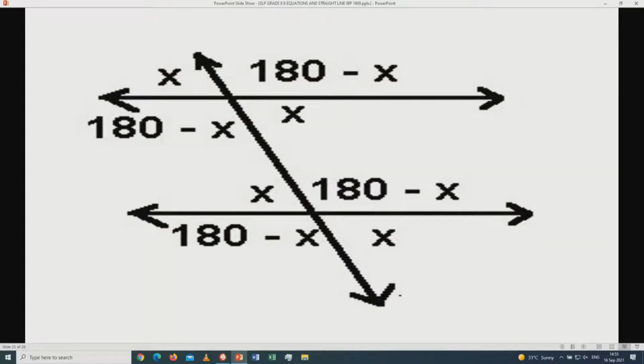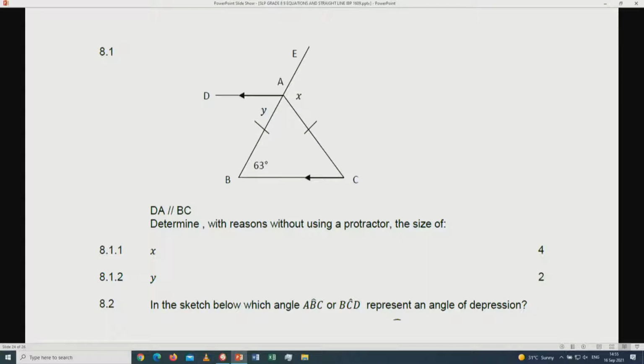We know that if one angle is supplementary and the other one is 50, you say 180 minus 50, which would give 130. If the other one is x, then 180 minus x, and so on. It just helps you with your expressions there.